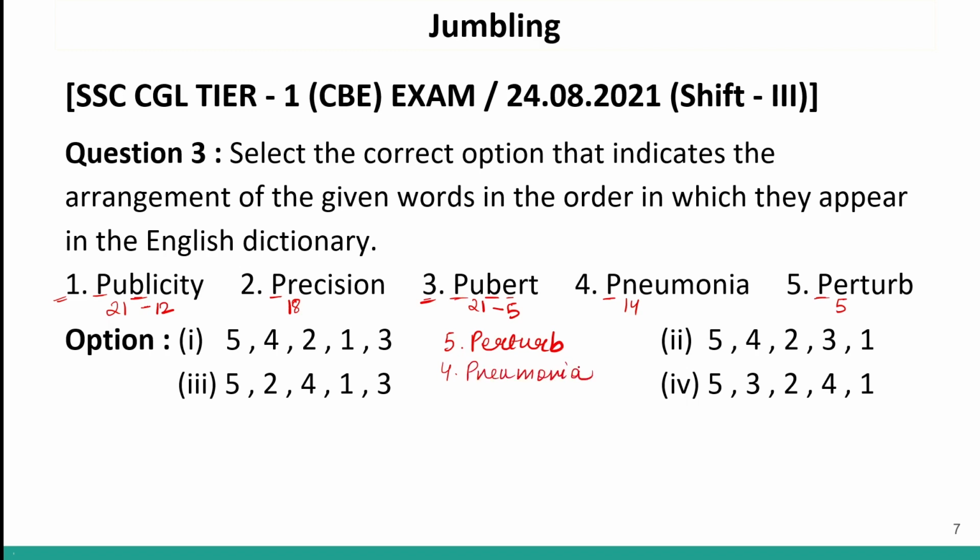In pneumonia, P is silent. Okay. Then the next word will be precision. After this, the next word will be pubert. And after this, the next word will be publicity. So the correct sequence will be 5, 4, 2, 3, 1, and 5, 4, 2, 3, 1 is given in option number 2. So option number 2 will be the correct answer to this question.